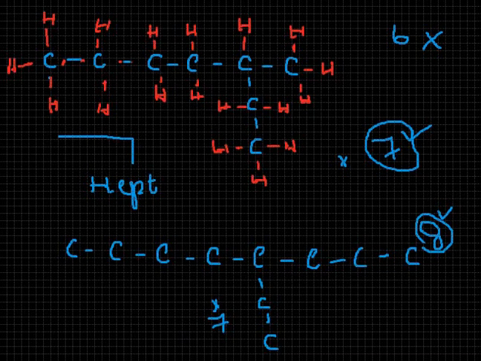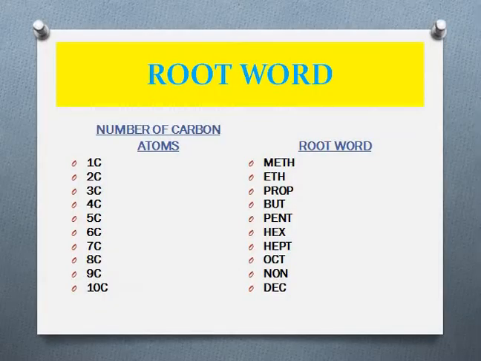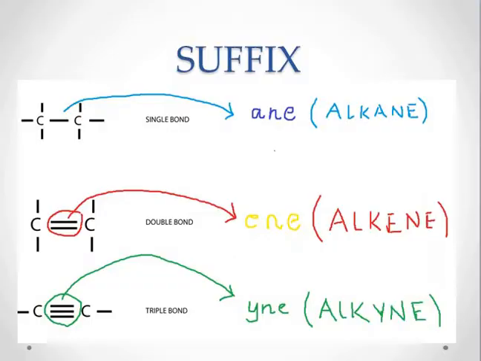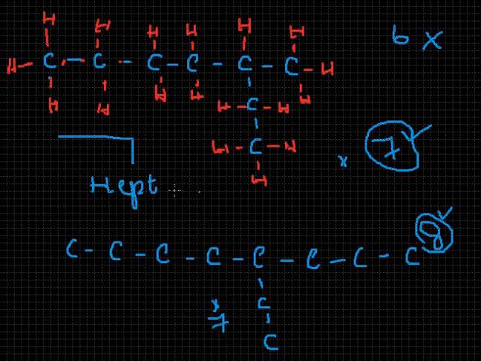So if it is single bond, so what is the suffix which you are going to use here? Single bond is only single bond here. So we are going to write alkane. So we are just going to use the term A-N-E, ane, if it is only single bond. So we'll write here A-N-E, ane, heptane.